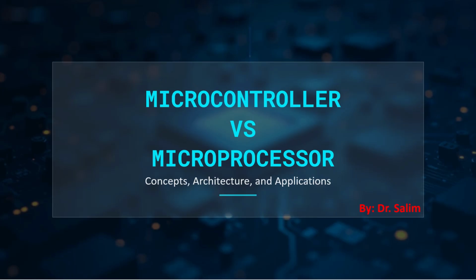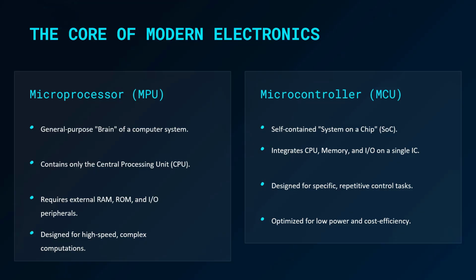In today's lecture, we will understand the fundamental difference between microcontrollers and microprocessors, two extremely important components used in modern electronic and computing systems. Although both devices perform data processing and control operations, they are designed for very different purposes. In this video, we will understand what a microprocessor is, what a microcontroller is, the architectural differences between them, the power and performance trade-offs, and the real-world applications where each technology is used.